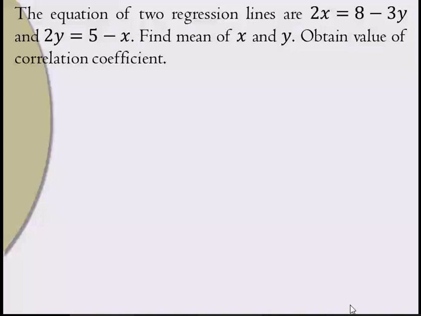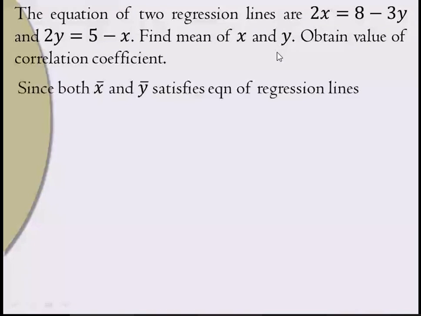Already I told you there is one important property of regression lines. Both regression lines pass through x bar and y bar. That is, x bar and y bar satisfy both equations. So what to do? Just replace x by x bar and y by y bar in the equations. That gives us two equations in terms of x bar and y bar. Solve those two equations and we get x bar and y bar. That will be the mean of x and y. So we are using the property that x bar and y bar satisfy the equations of the regression lines. We get 2x bar equal to 8 minus 3y bar, and 2y bar is equal to 5 minus x bar.